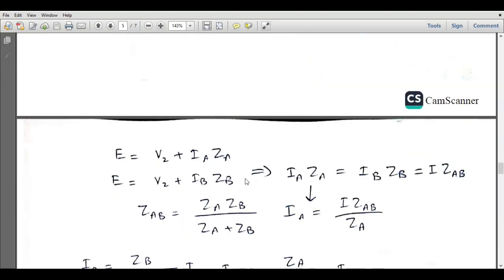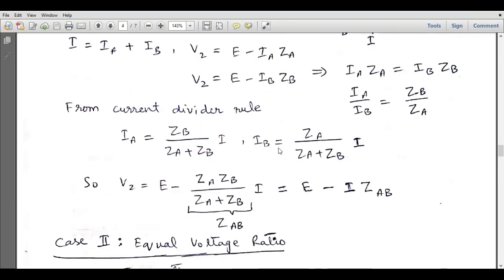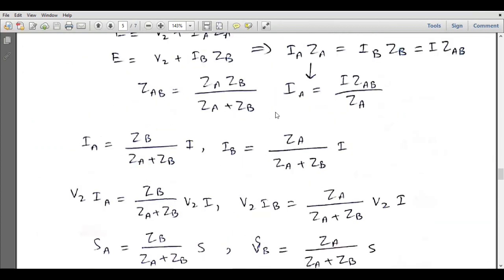So this is the second case, and in this case E is equal to this term and E is also equal to this term. From the comparison we can say IAZA equals IBZB, and this is equal to I times ZAB, where ZAB is equal to ZAZB over ZA plus ZB. So this IZAB is calculated following the same calculations which we did for case 1. So E is equal to V2 plus I times ZAB, and the same expression is obtained here.